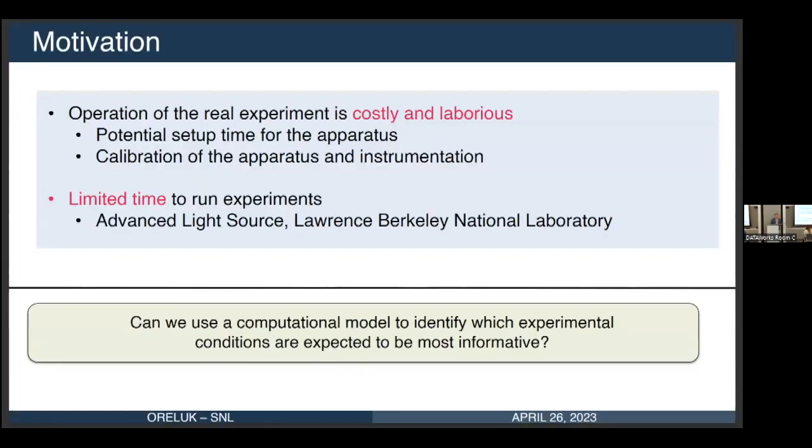Well, of course, experimentation and test is both costly and laborious to conduct, right? We can't just go out and run tens of thousands of experiments. And for this particular experiment, the instrumentation and where it's conducted is at the Advanced Light Source at UC Berkeley National Lab. So we have a fixed schedule of when we can actually operate this experiment. So come back in 3 months and you can run a couple times. So we would really like to use a computational model of this experiment to help inform us of where we should be running our experiments.